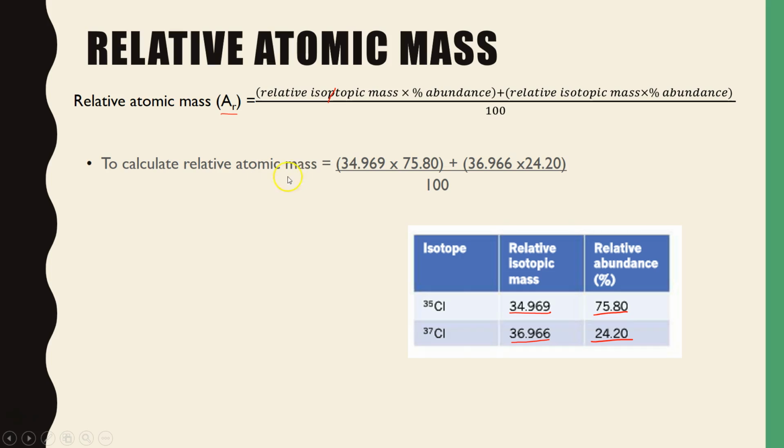So to calculate the relative mass, we simply multiply the relative isotopic mass by its percentage, and we then do that for the second isotope, and if there was a third isotope, we would do that for the third. But there's only two in this case. We then divide that by 100 to take the percentages out of their percentage form, and we have these numbers here, which gives you a relative atomic mass of 35.45. So when we use the mass of chlorine, that is the mass we are talking about.